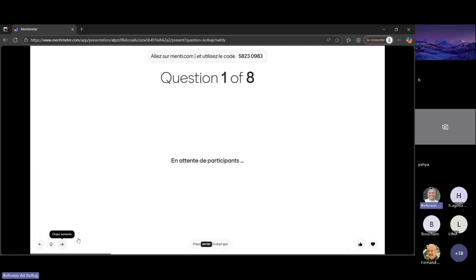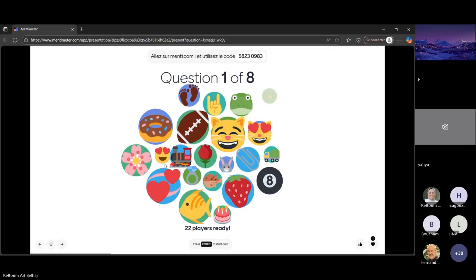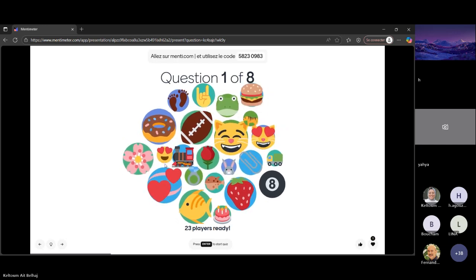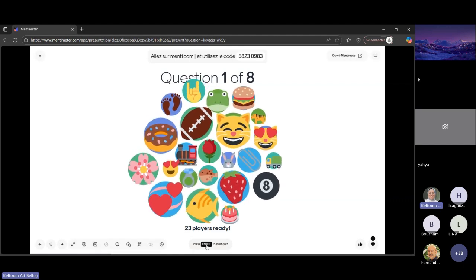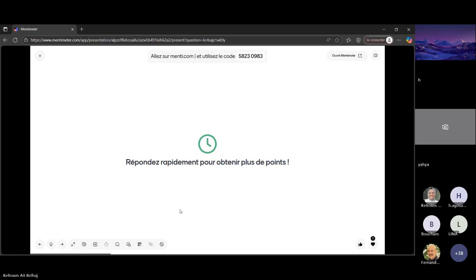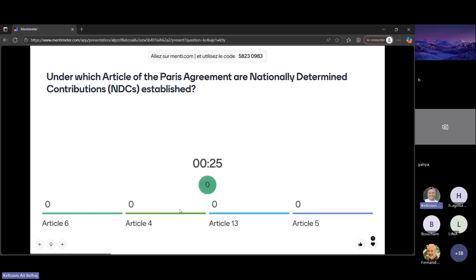All right. This is the first question. Under which article of the Paris Agreement are nationally determined contributions, NDCs, established? Is it Article 6, Article 4, 13, or 5?